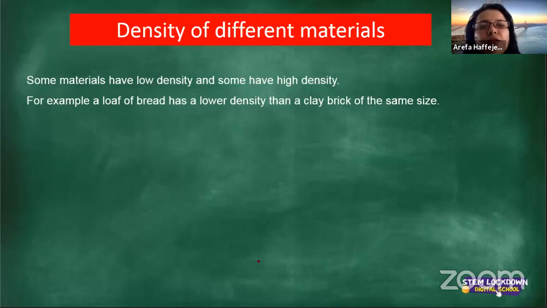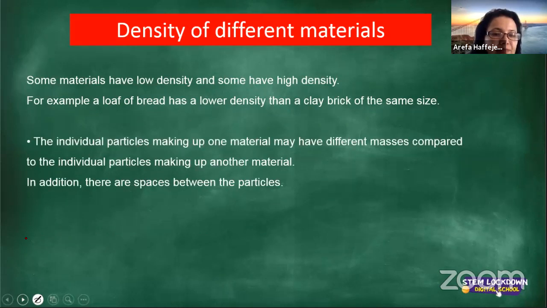You're welcome. So now you're going to do density of different materials. Now, some materials have a low density and some materials have a high density. And now you're going to ask yourself, how can that be? Let's look at the example of a loaf of bread that has a lower density and a clay brick that is the same size. Now, do you think that the brick and the loaf of bread would have the same density?